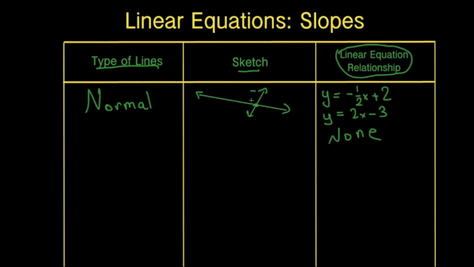Of course, you will sometimes get lines that have certain types of relationships, but between any two just like normal lines like these, you won't have any relationship. So next we're going to talk about parallel lines.